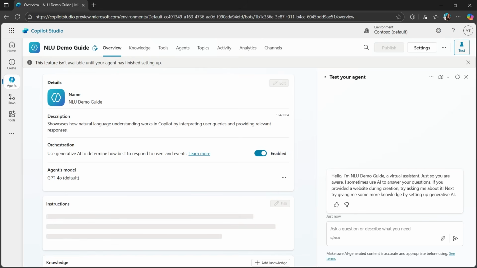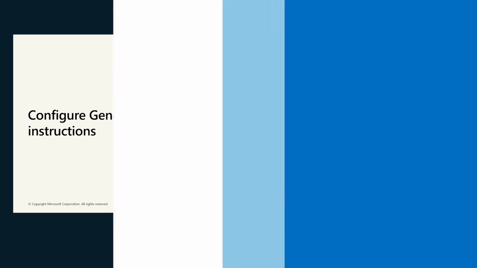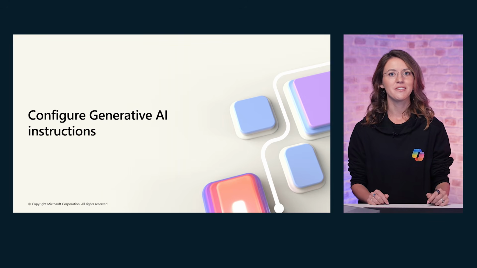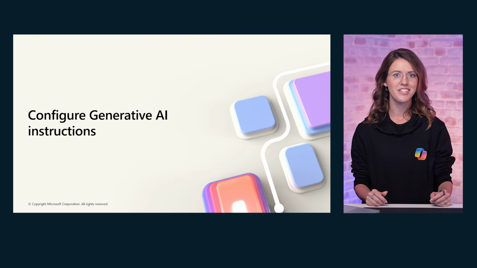We started very simply. You saw how to create an agent from a description and instructions. And now let's come back to our presentation. In our next section, we'll explore how to configure generative AI instructions to guide your agent's behavior.